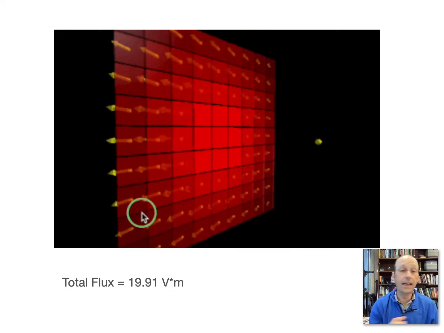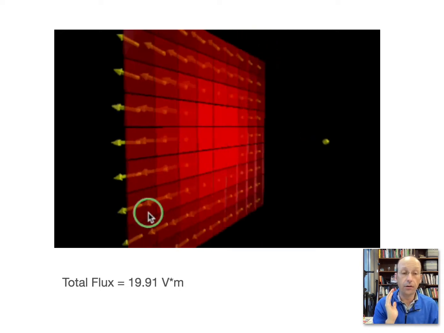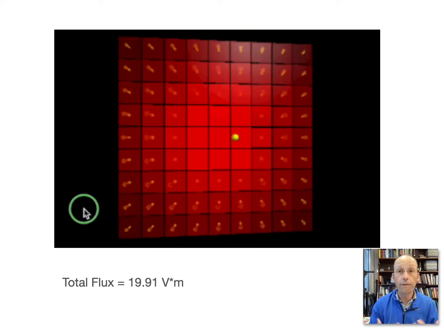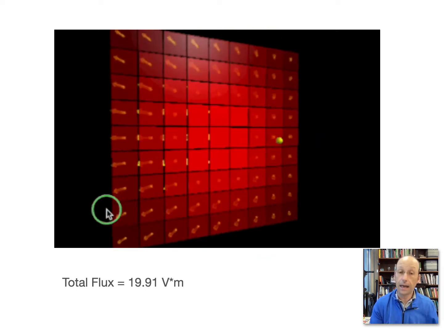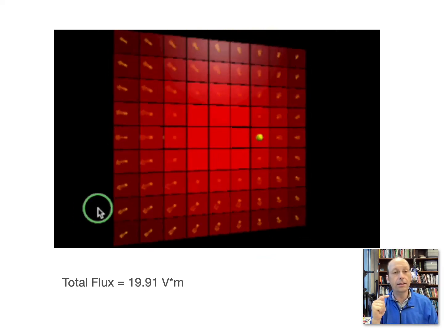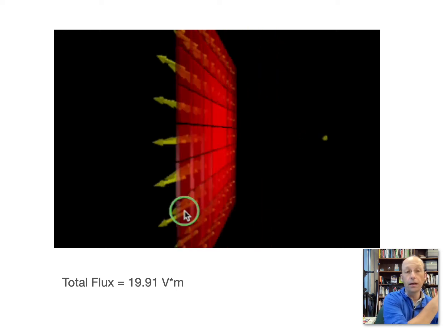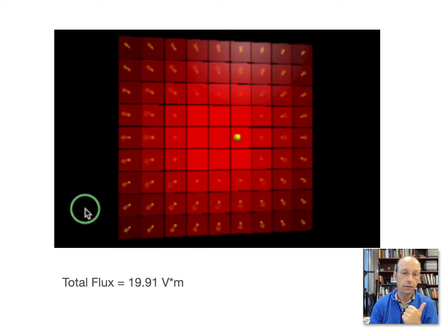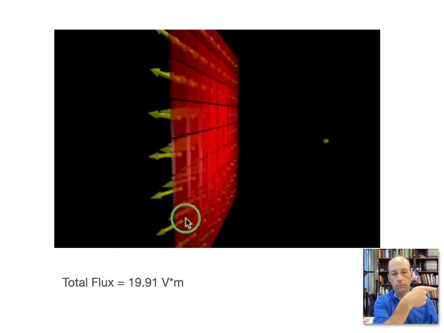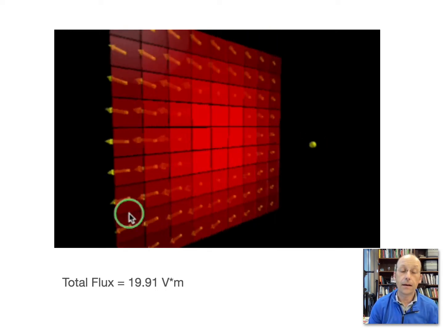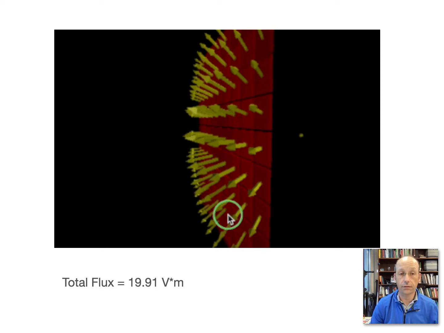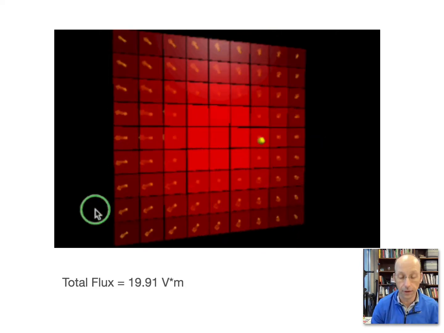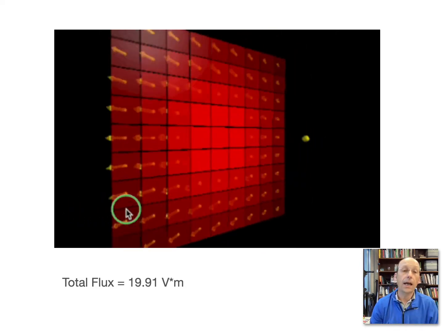But here you can see I could calculate the flux, and I get some value of 19.91 volt-meters. It doesn't really matter what that value is, but I do indeed get a flux. That's important. Now, in this case, I'm assuming n hat is pointing to your left. Well, that's backwards, so that the electric field and the flux are in the same direction, so it'd be a positive flux. The electric field and the area are in the same direction, the area vector.